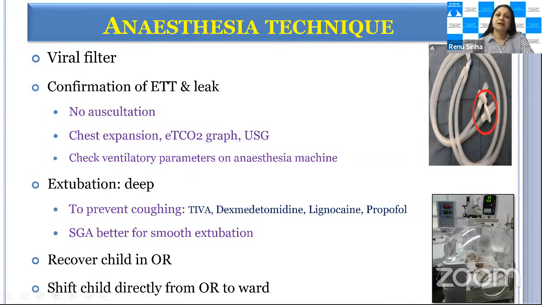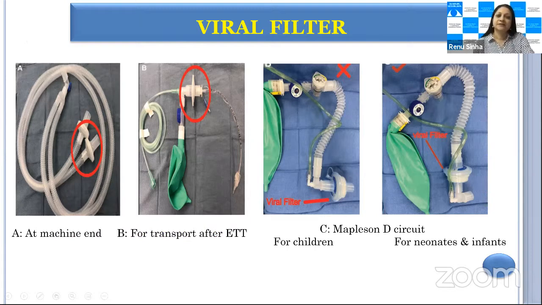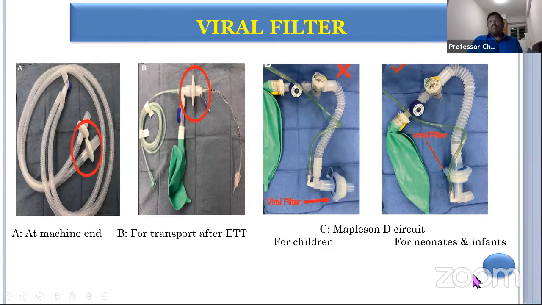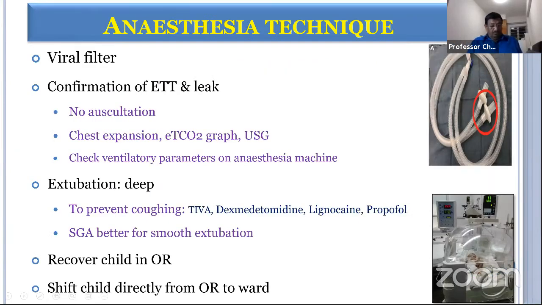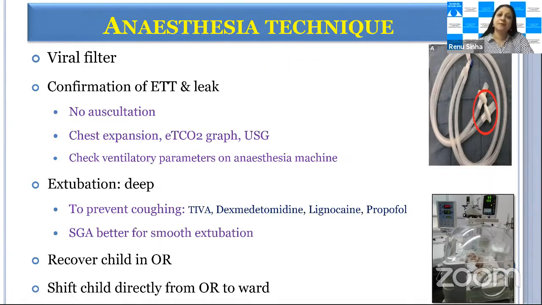Next slide, sir. A viral filter should be used in the anesthesia circuit. ET tube position should be confirmed by chest expansion, ETCO2 and ultrasound. It was suggested that no auscultation should be done. And if you want to see the leak, then ventilatory parameters on the anesthesia machine can be seen.